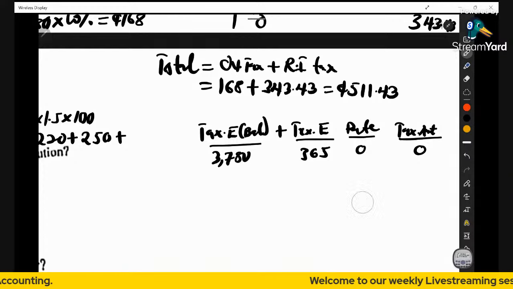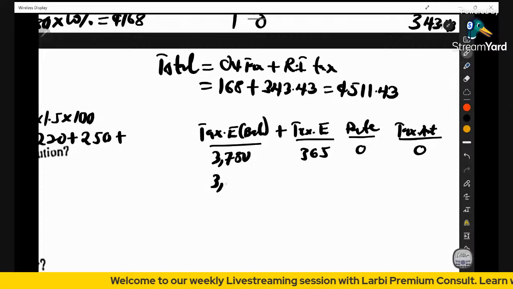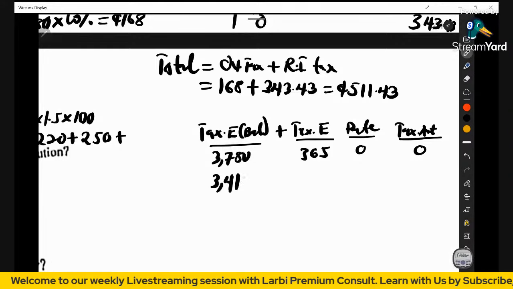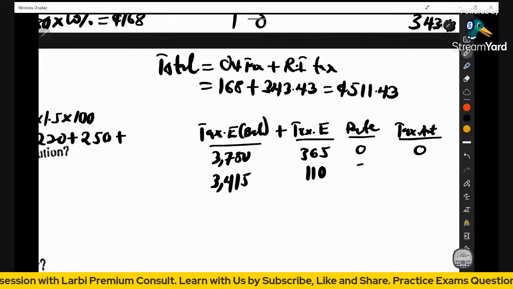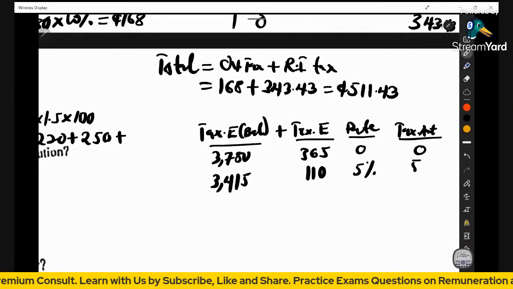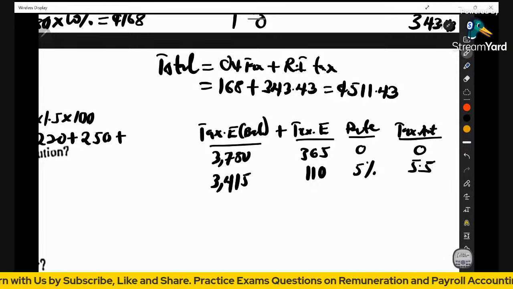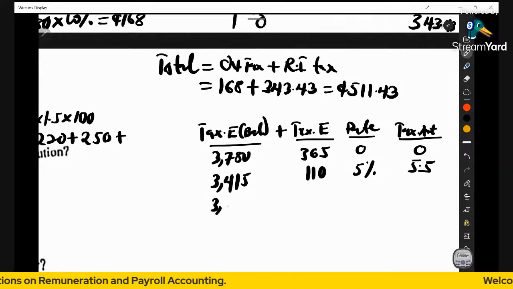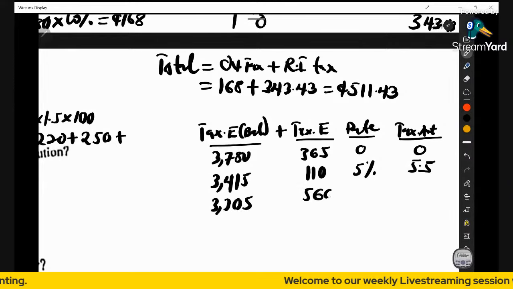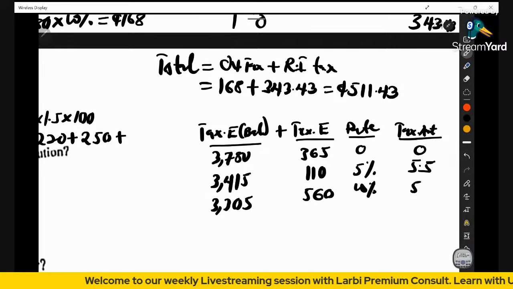After that, we'll come back and then subtract this from the general taxable earning, for which in my case I had 3,415. Okay, so the next is what? 110. That goes for what? 5%. And I have it to 5.5. After that, you come and subtract 110 from what? 3,415. And in my case, I had what? 3,305. And the next goes for what? 560, which goes for a rate of 10%. And here you should be able to get 56.